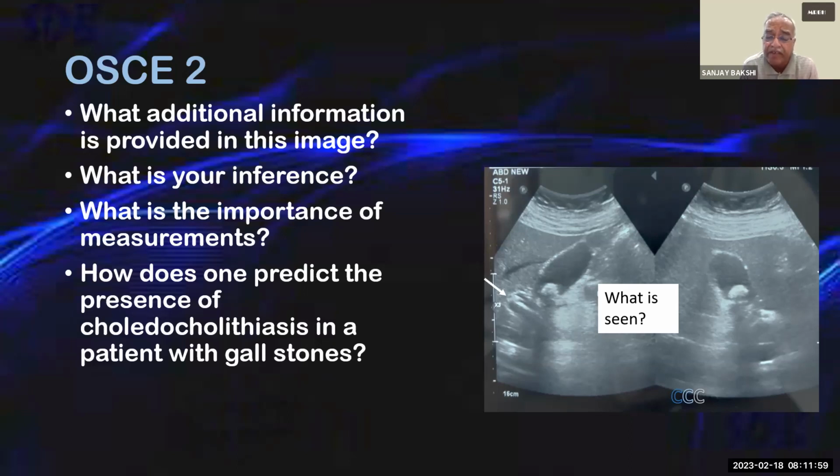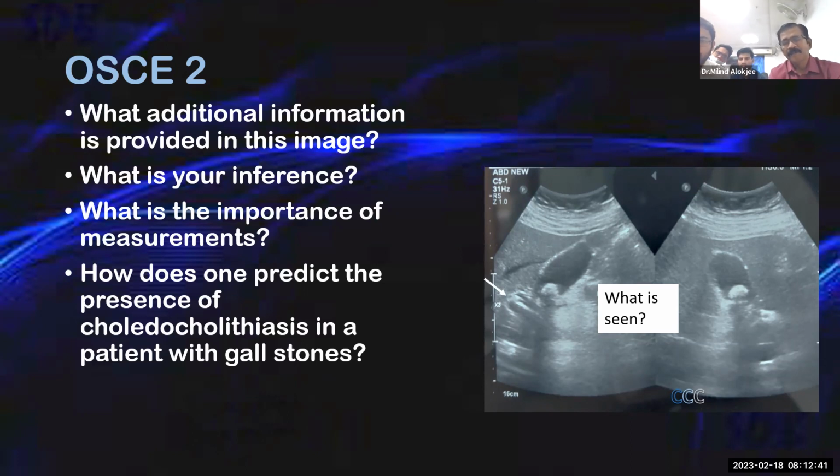Sometimes your radiologist doesn't give these measurements. That's unfortunate. How does one predict the presence of choledocholithiasis in a patient with gallstones? So, indirect evidence and direct evidence. Sir, for indirect evidence, we would ask the patient for the history and examination. No, ultrasound. So, sir, a dilated CBD, dilated intrahepatic biliary radicals. That would be indirect evidence. Sir, direct evidence is if we are able to visualize a stone in the common bile duct, sir.